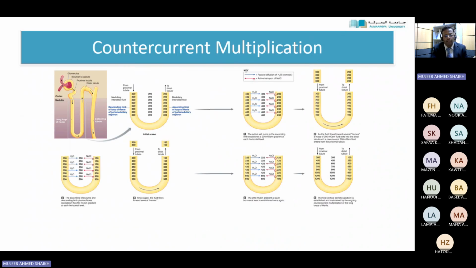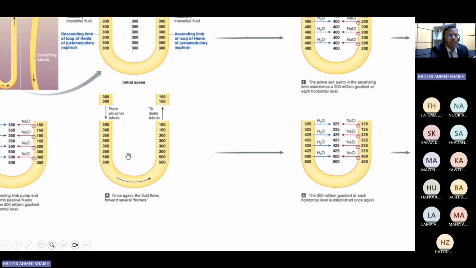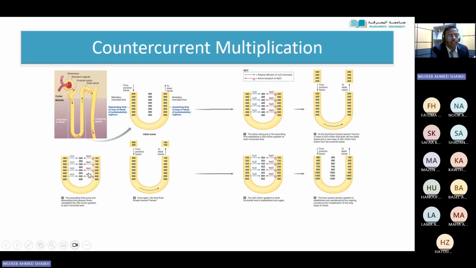This is the whole picture. In the book, you will find a picture on the same page like this, where you can see all these increasing from 300 to 500, then 500 to 600, 600 to 1200. So with every cycle there will be an increase in the osmolarity of the interstitium. That's why it is called the counter current multiplier system.